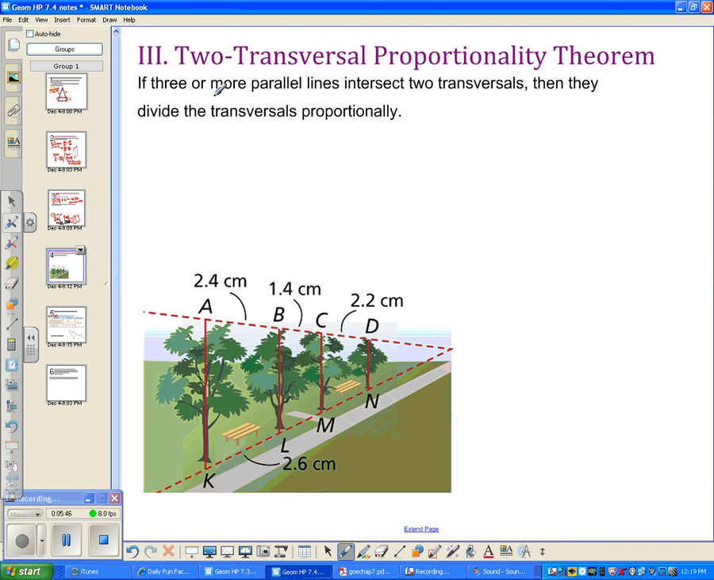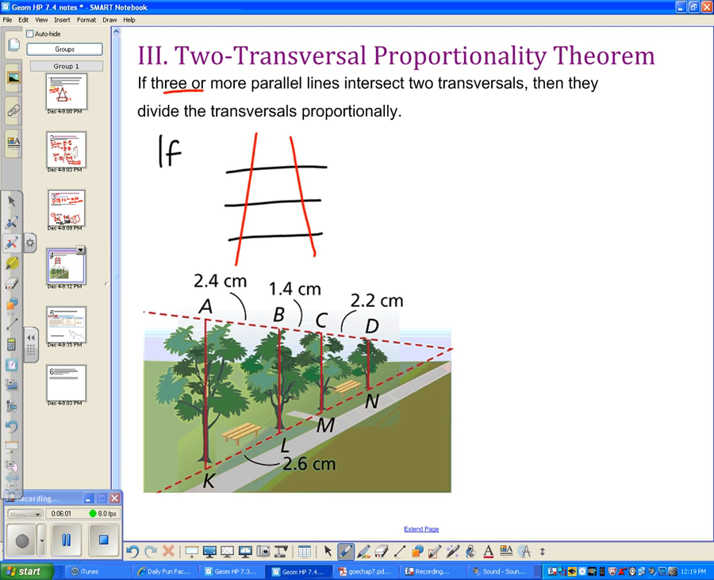And the second one is called the two transversal proportionality theorem. And that's kind of a lot to say. But remember, we have parallel lines. And then the transversal is just those lines that intersect the parallel lines. So these red ones are going to be our transversals.